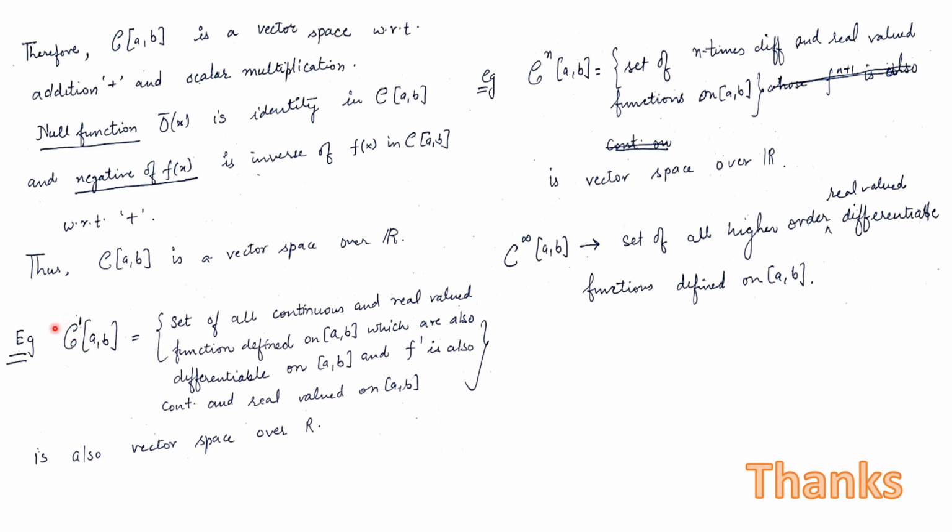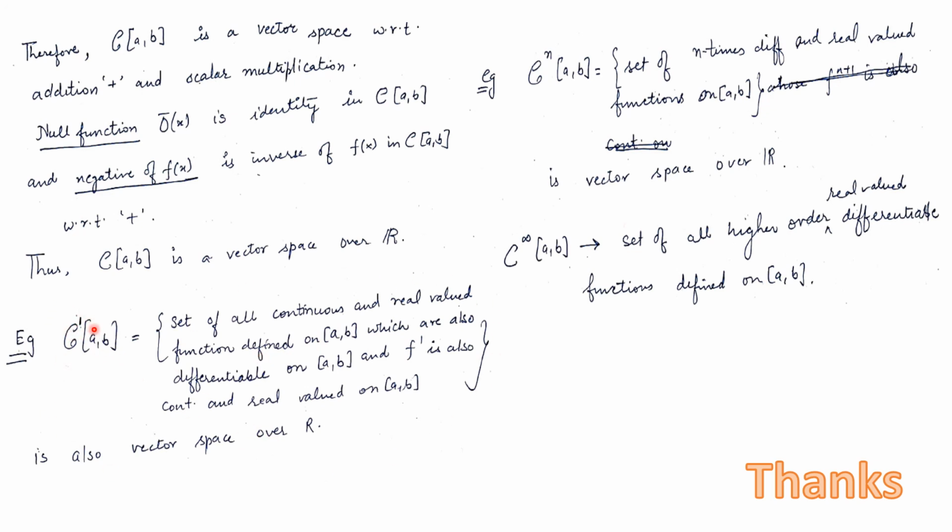Similarly, this symbol here, it is C1. This 1 represents the set of all continuous real valued functions defined on this interval whose first derivative exists and is also continuous on the interval [a, b]. So it is a set of all differentiable functions, meaning continuous real valued functions which are differentiable also. Then this is also a vector space.